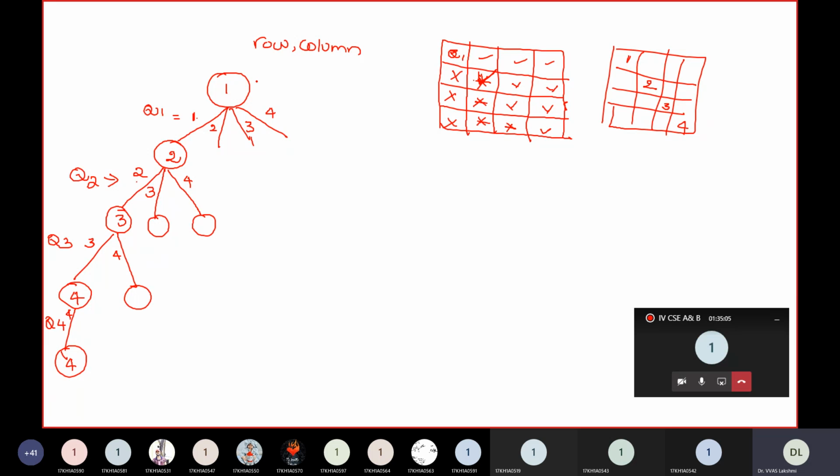While constructing the state space tree, we are not considering diagonal attack. Column attack, row attack lekunda manam state space tree ni construct cheyali. After that we will reduce this state space tree by checking diagonal attack. That becomes a solution state space tree.